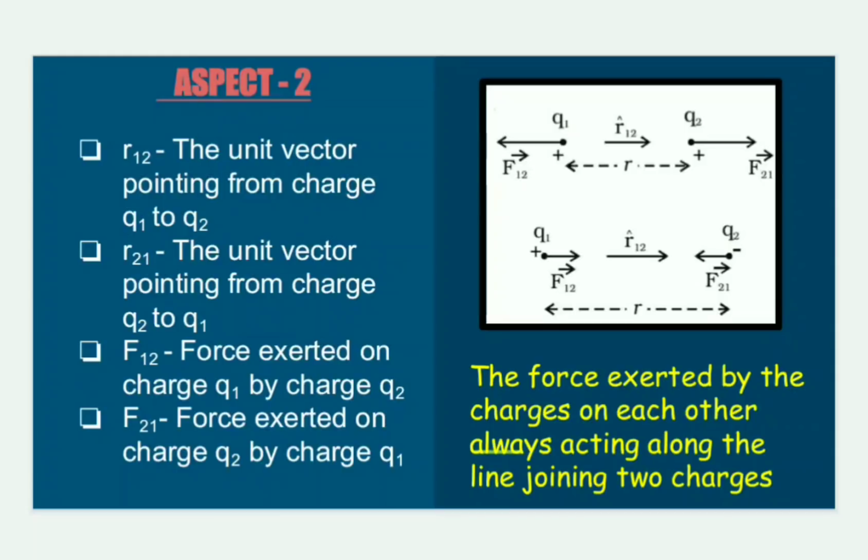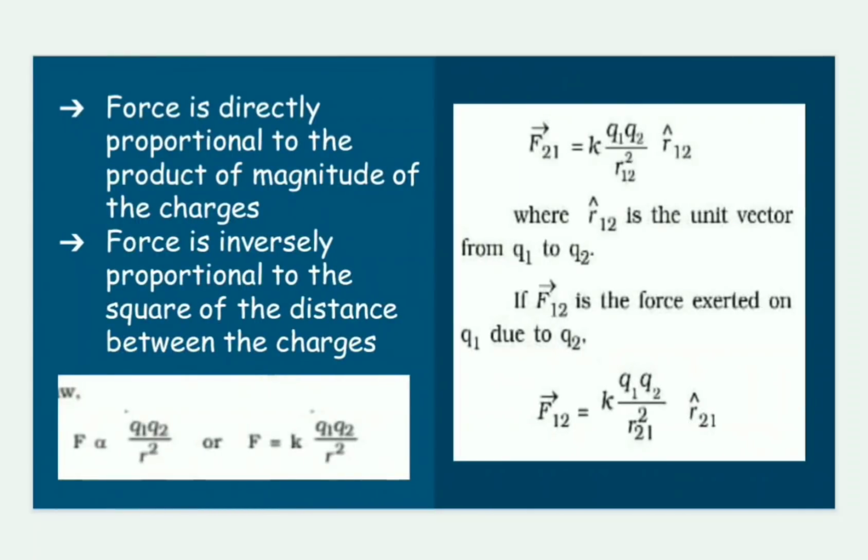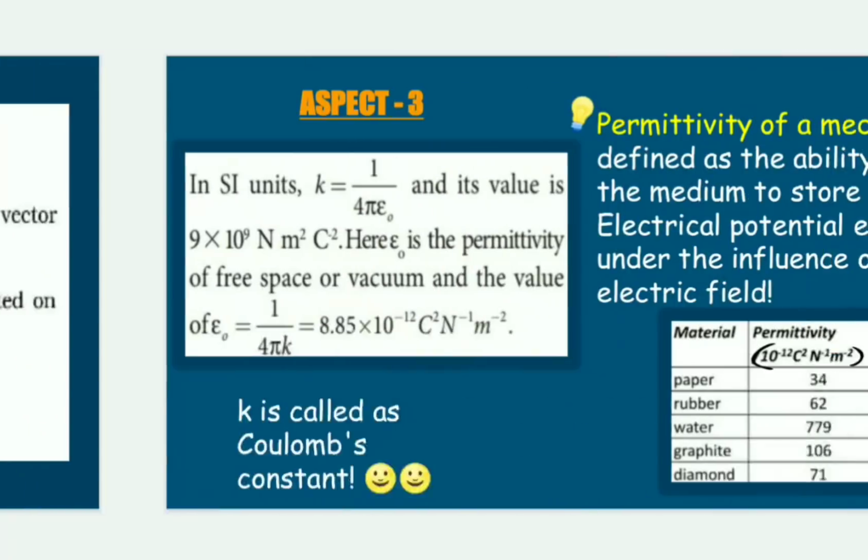So first aspect explained about magnitude, and second aspect explained about the direction. So here, as we have discussed already, they have represented F21 and F12 vector here. So F21 is k into Q1 Q2 by R12 square R12 cap. F12 is same as that one, but it will be opposite in direction. So R12 cap has to be replaced by R21 cap here, because they are oppositely directed. Okay, that is about the second aspect.